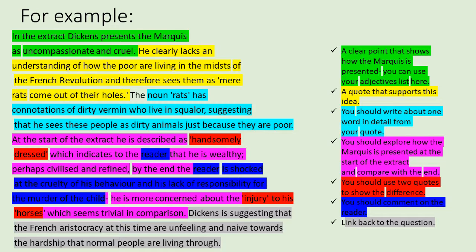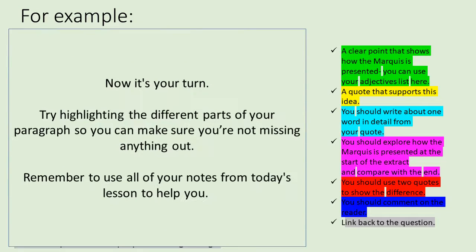At the start of the extract, he is described as handsomely dressed, which indicates to the reader he's wealthy, perhaps civilized and refined. By the end, the reader is shocked at the cruelty of his behaviour and his lack of responsibility for the murder of the child. He is more concerned about the injury to his horses, which seems trivial in comparison. Dickens is suggesting that the French aristocracy at the time are unfeeling and naive towards the hardship that normal people are living through.